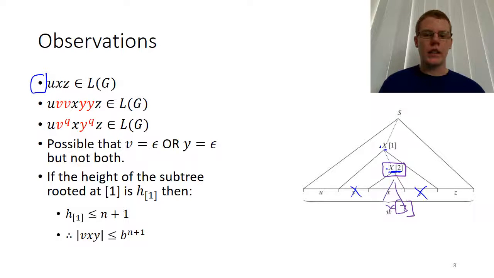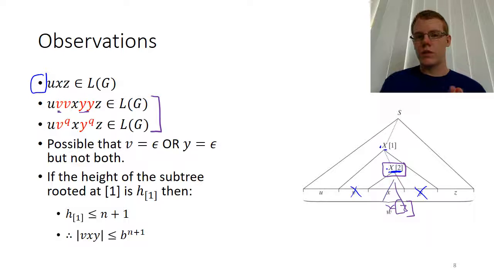What that means is that we can shove a v and a y in between vx and xy, and we can do that as many times as we want. So these two statements are true: u, v, v, x, y, y, z is in L, or indeed u followed by any multiples of v, followed by x, followed by any multiples of y, followed by z, must be in the language generated by this grammar. This is what we mean when we talk about pumping in the context-free sense.